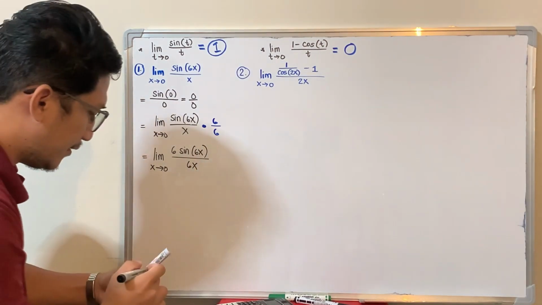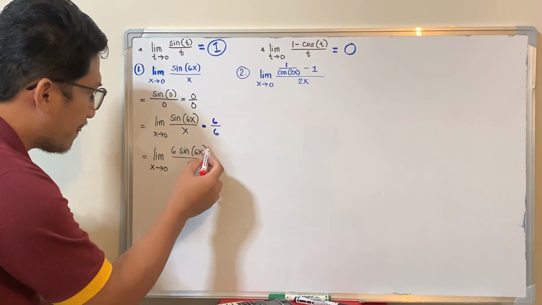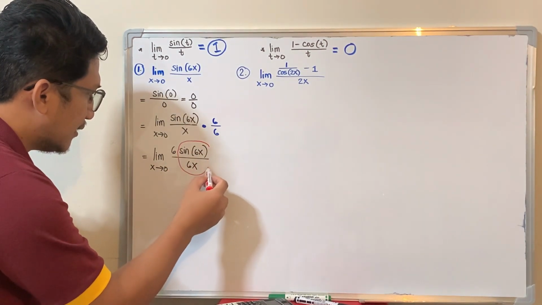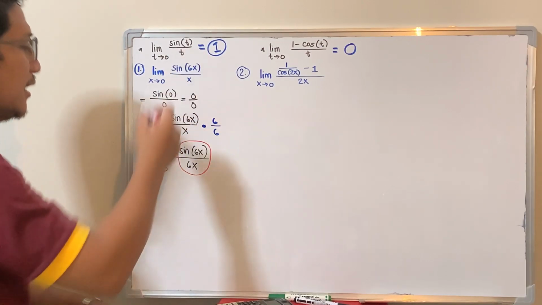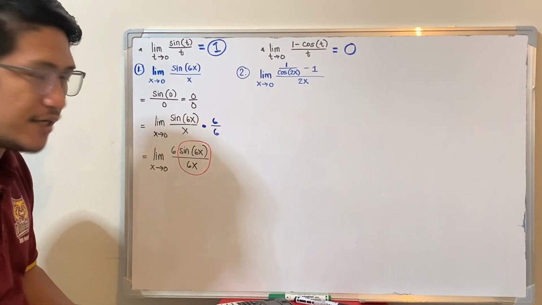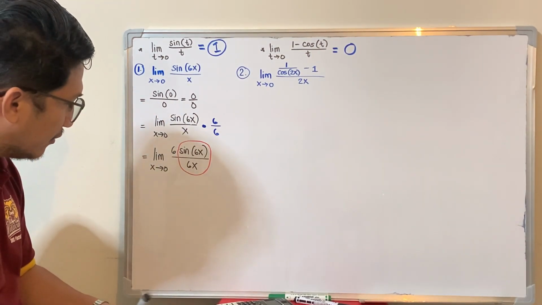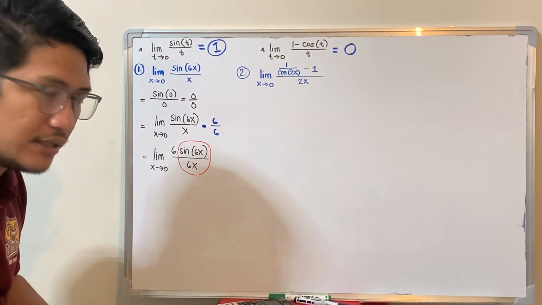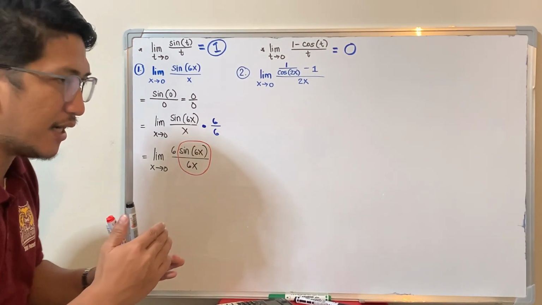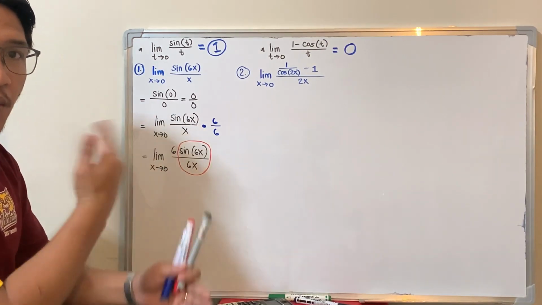Now, from here, it's very noticeable, I think, hopefully you can see that the condition is now satisfied. The angle and the denominator are now the same. But there is an extra 6. Okay? So, what should I do? Remember the limit law: whenever you have a numerical coefficient, you can also take it out.